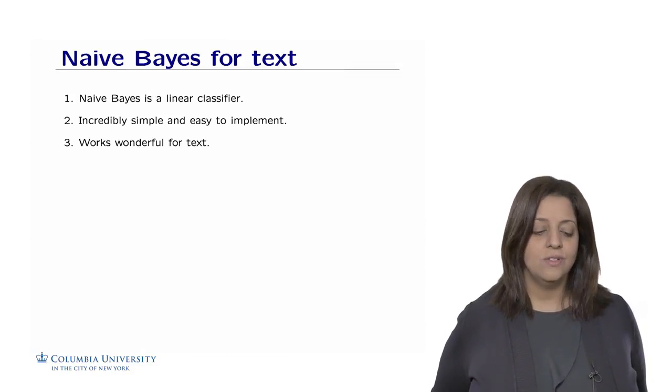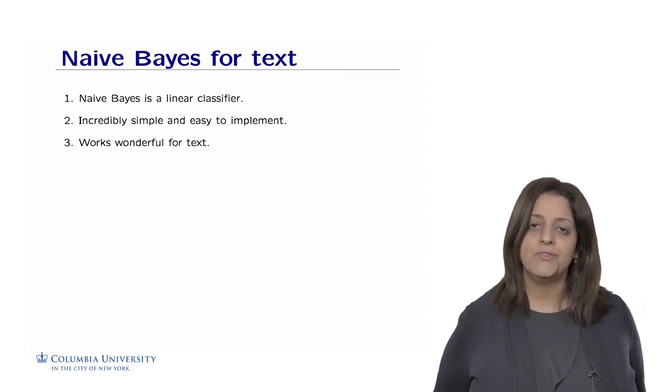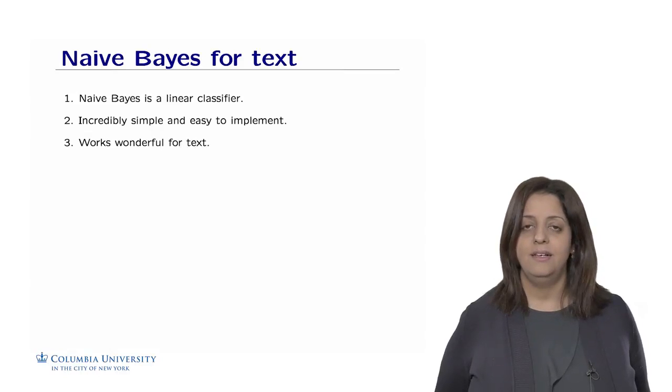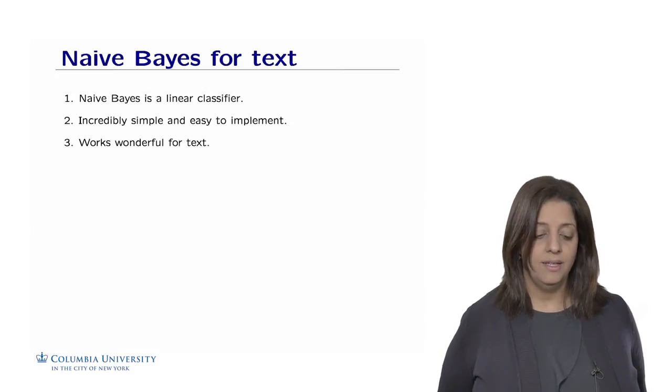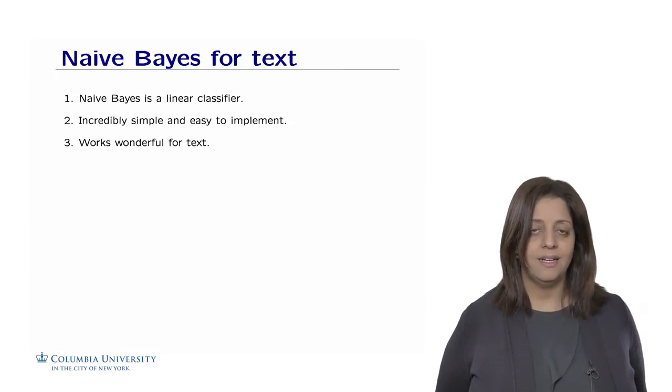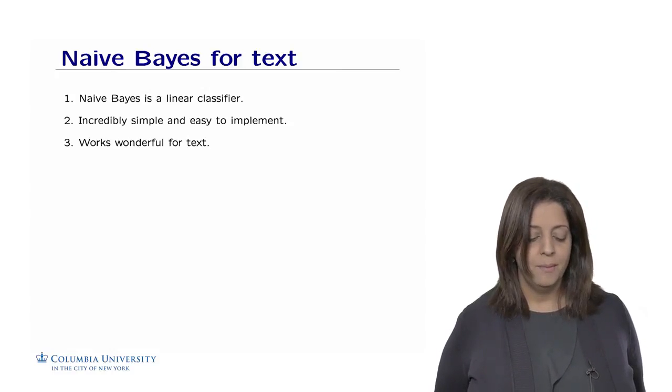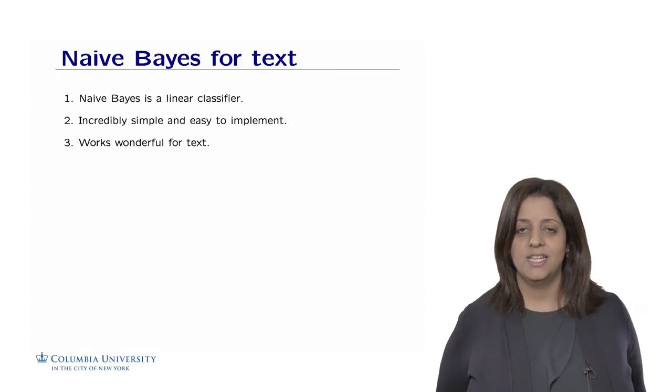All right, so just to summarize, naive Bayes is a very useful technique to classify data, as we have seen for the example of hiring. It could also classify text very well. It's actually a linear classifier, and it's incredibly simple and easy to implement, but works wonderfully for text such as spam filtering.